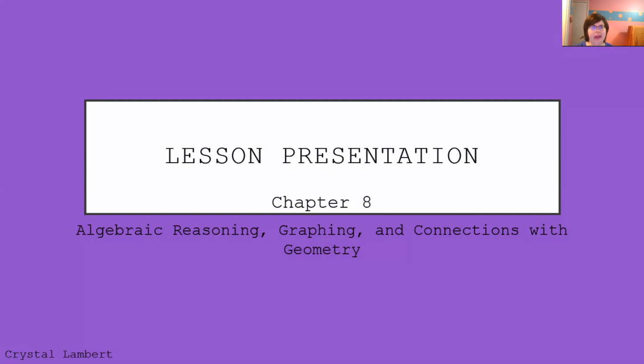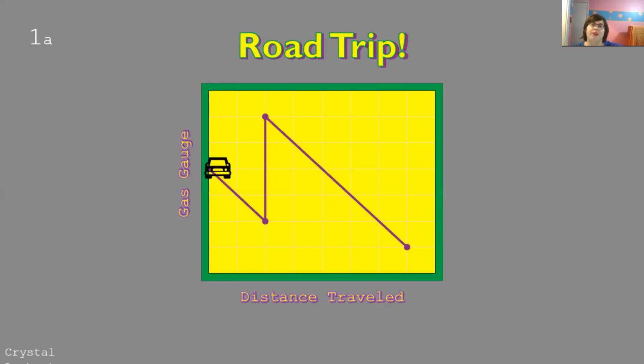So, here we go. First, we're going on a road trip. We're going to go to Mardi Gras, and we decide, oh, let's get in the car and go, right? Fun, yes. What we're looking at here is our y-axis, which is our vertical axis, and that means up and down. It shows our gas gauge. How much gas do we have in our car? Then on our x-axis, which is our horizontal axis, we're looking at the distance that we've traveled.